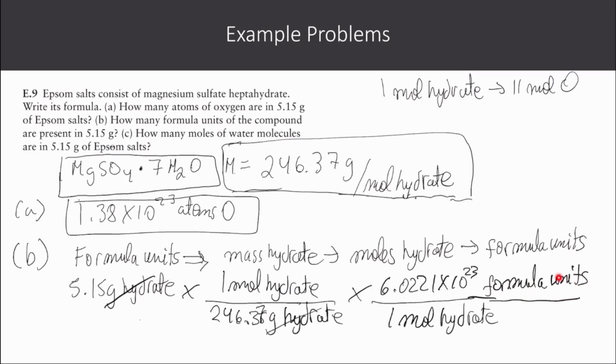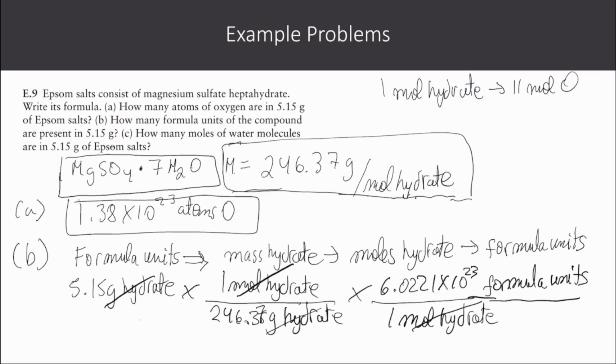If we had a covalent compound, then we would use molecules. And if we had just an element of the periodic table, we would use number of atoms. So remember that the unit for Avogadro's number is particles, and that's a general term, which changes depending on what compound or atom you're dealing with. Okay, so the units of moles of hydrate cancel out, and we're left with formula units on the top.